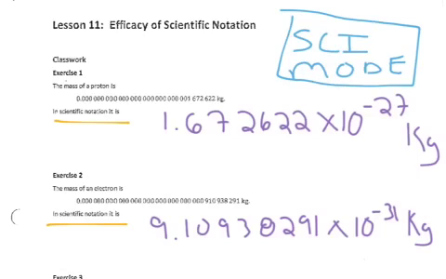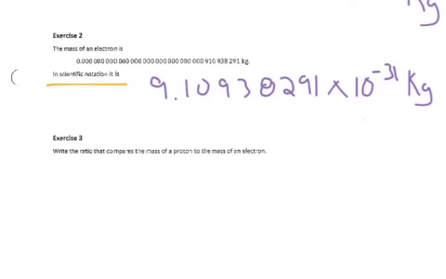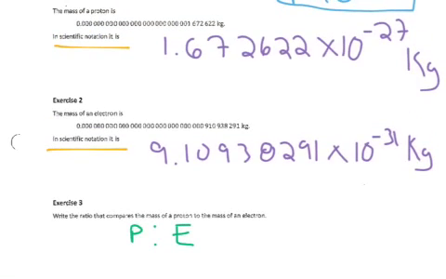So, for exercise 3, it says write the ratio that compares the mass of the proton to the mass of the electron. So for this problem, we're just comparing the mass of the proton to the mass of the electron. Now, when you're doing this, would you rather write these very long numbers that are in standard notation, or would you rather write them in scientific notation?